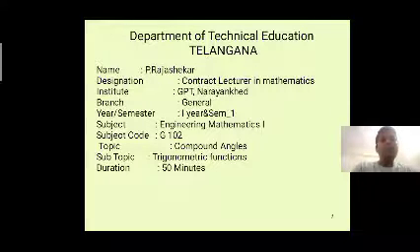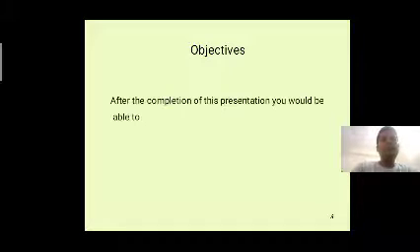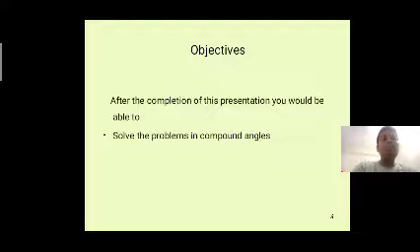Today, our topic is compound angles and the subtopic is trigonometric functions. Compound angles. Objectives. After the completion of this presentation, you will be able to solve the problems in compound angles.